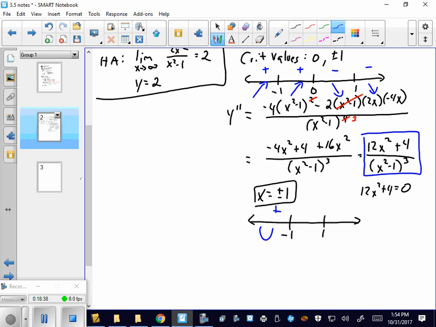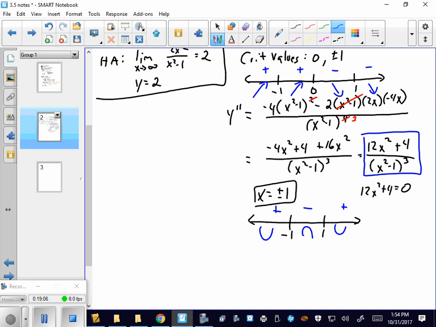Okay, let's plug in 0, something in between negative 1 and 1. Numerator is positive. If I plug 0 into the denominator, we get 0 minus 1, which is negative 1, and then cubing it is still negative, so I get a positive over negative, which is now negative, which means concave down. And then plugging in positive 2, numerator is positive, positive 2 in the denominator is going to give us 3 cubed, which is still positive.